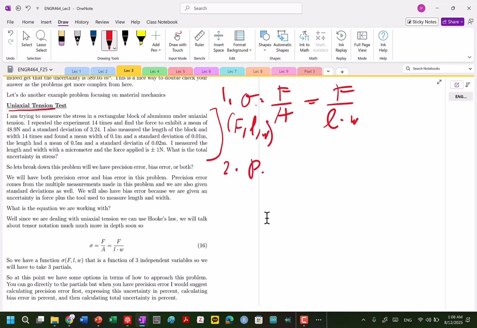Is there any precision error? So what do we need for precision error? Number of experiments, standard deviation. I repeat the experiment 14 times. Force exhibits a mean of this and a standard deviation of this.